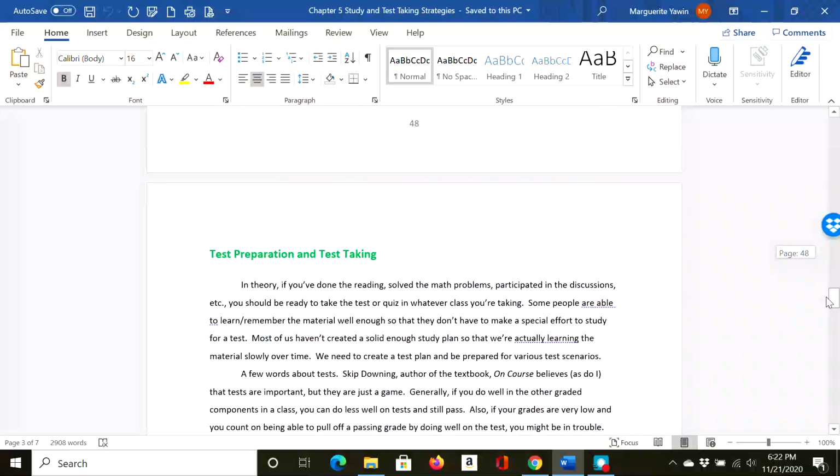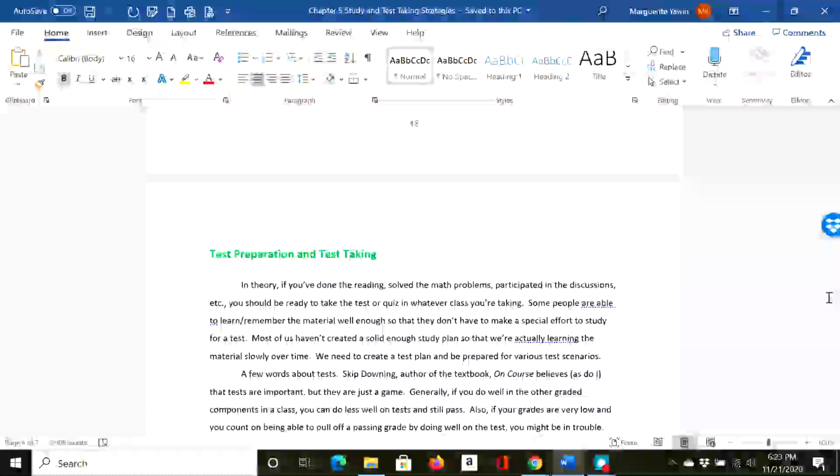And I know that some people find tests to be extremely stressful. And as I say here, the textbook that I used to use called On Course, which is an excellent, wonderful textbook, costs about $100 some odd, and I just couldn't justify having you guys spend that much. So he says, we all know that tests are important, but tests are just a game.